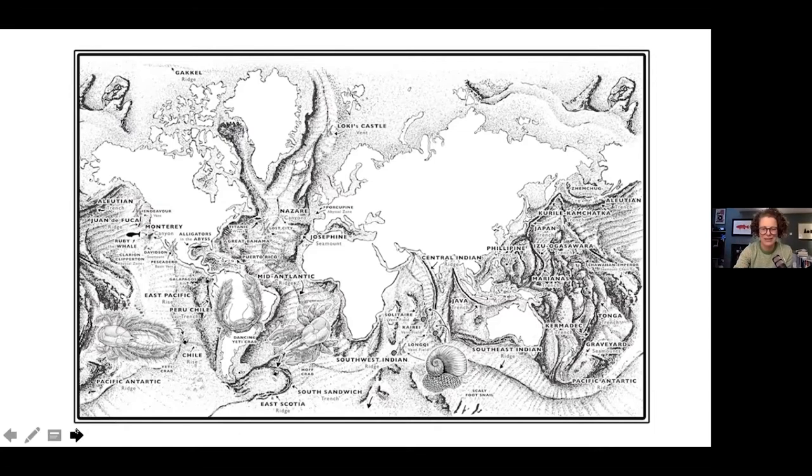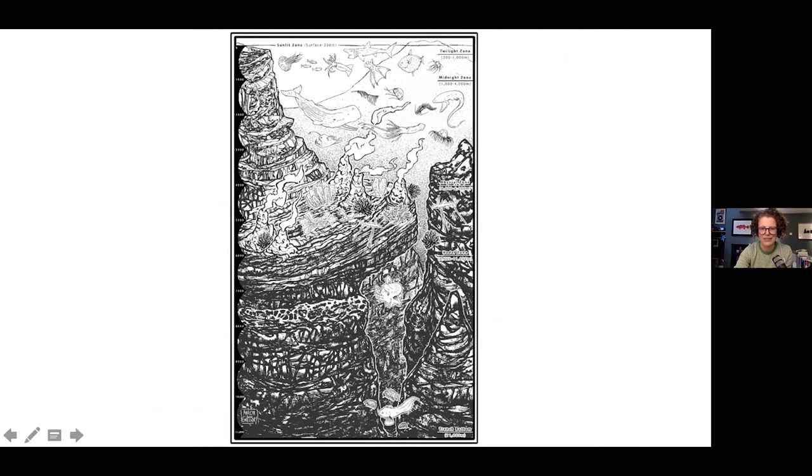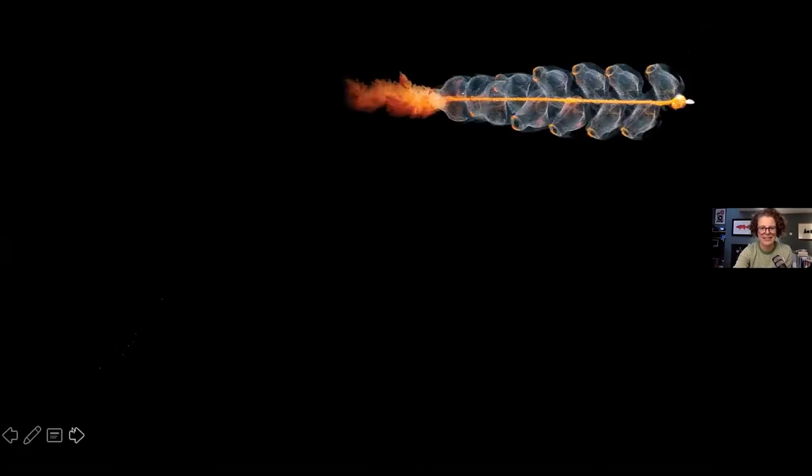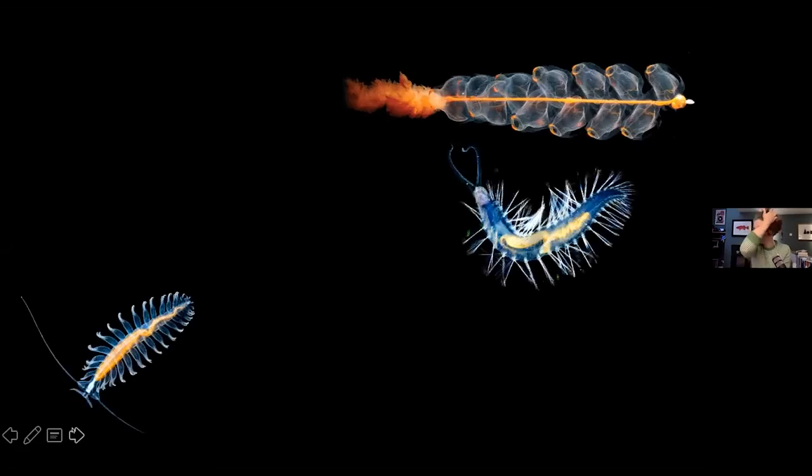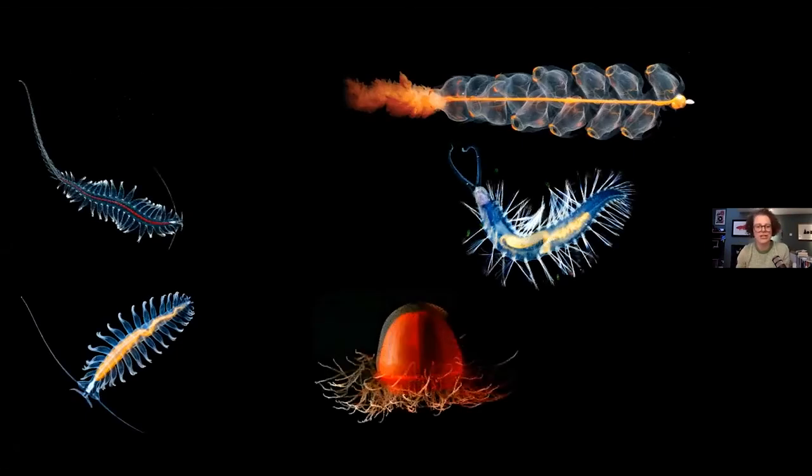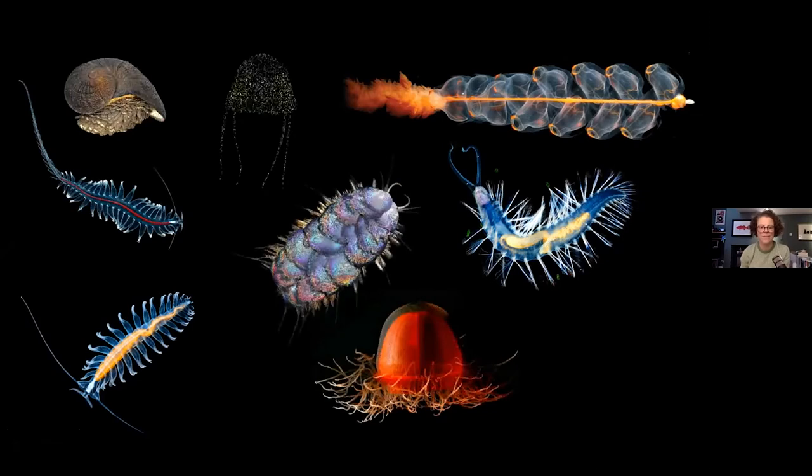And he also did us a lovely cut through of the deep, going deeper down here and showing the sorts of creatures that live at different depths. And yeah, he did us the front cover. And the book, I should say, just finally, as well as Erin's illustrations, the deep sea book also has photography.